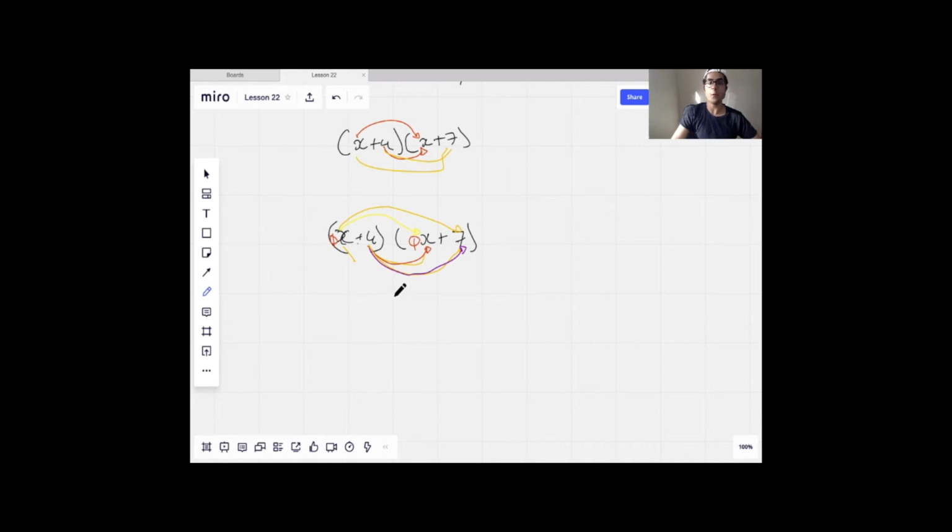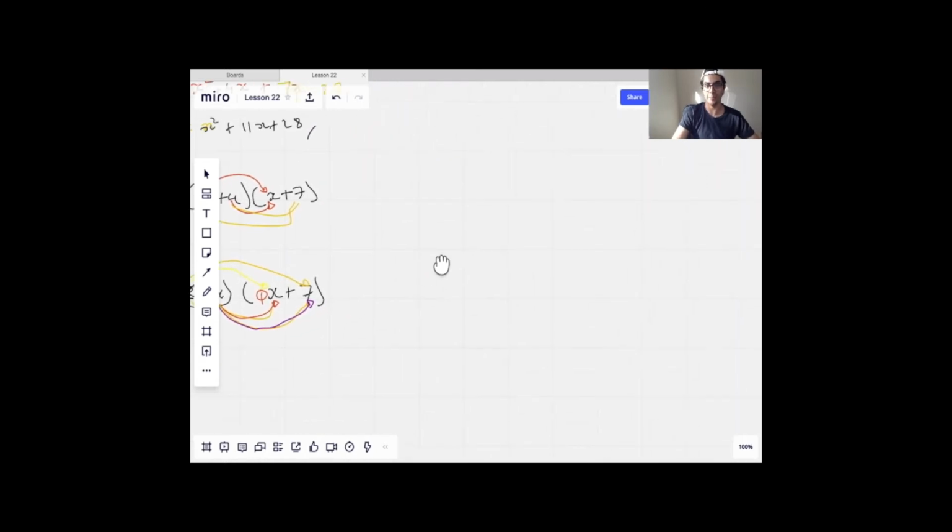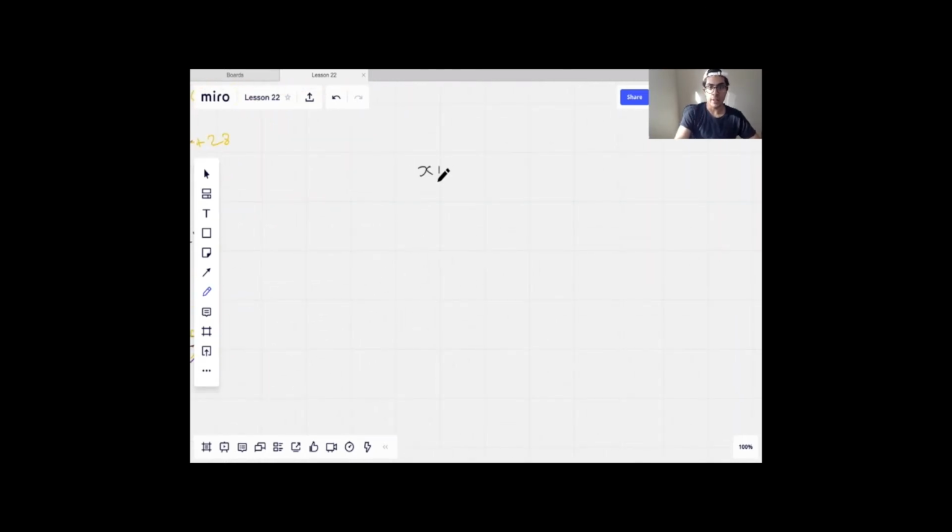So there's actually a further shortcut we can take. And to see why, we're going to stick with this example and do it one more time. So we had x plus 4 and then x plus 7, right? And our answer came out to x squared plus 11x plus 28.